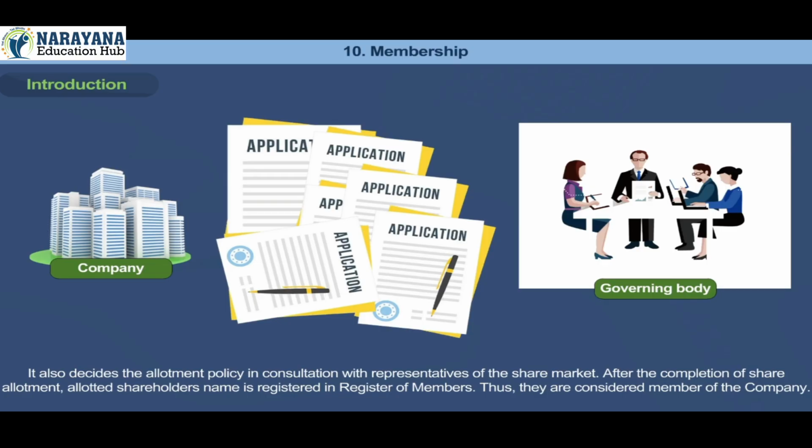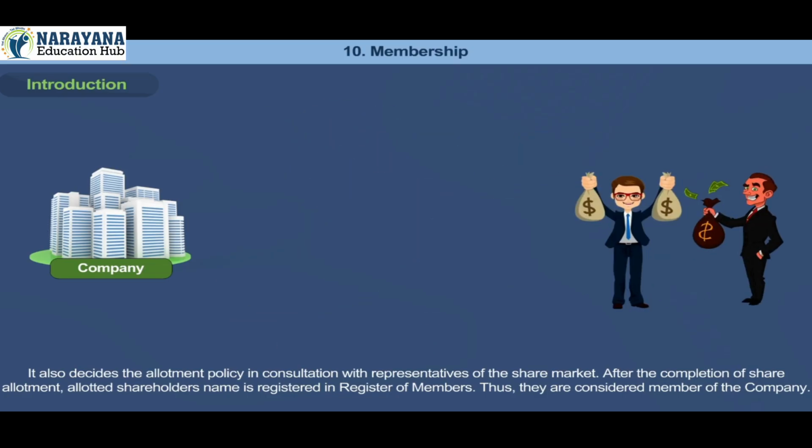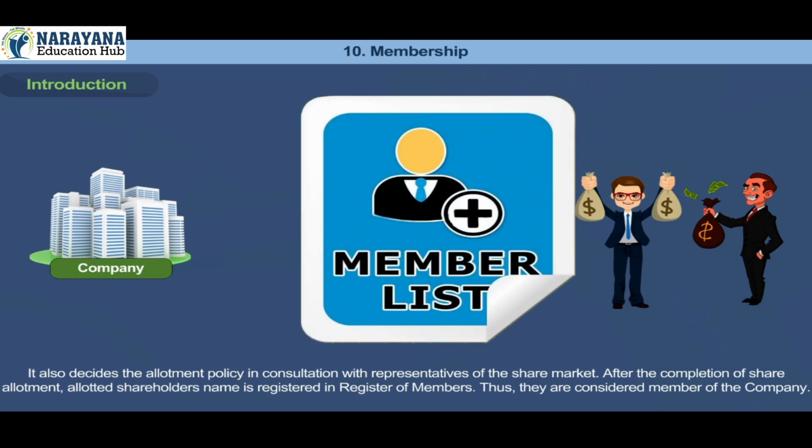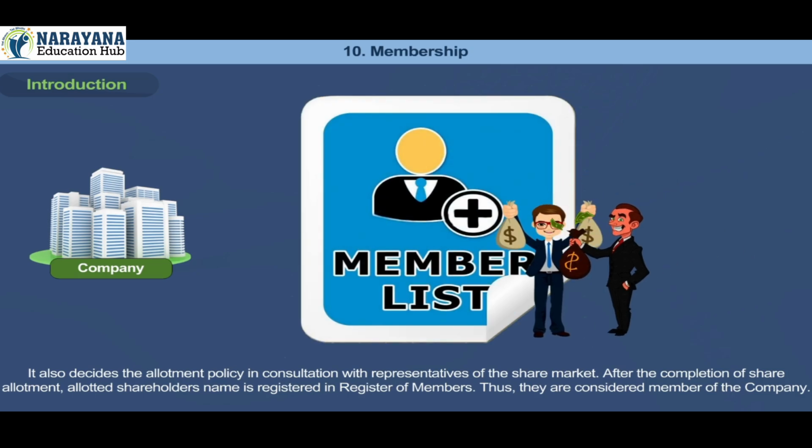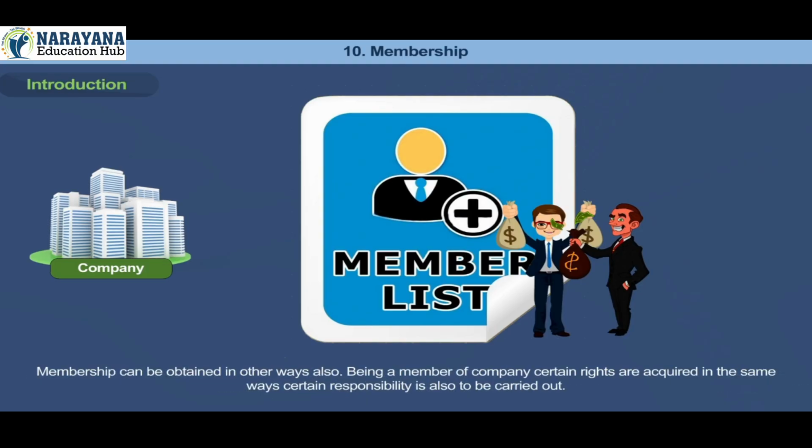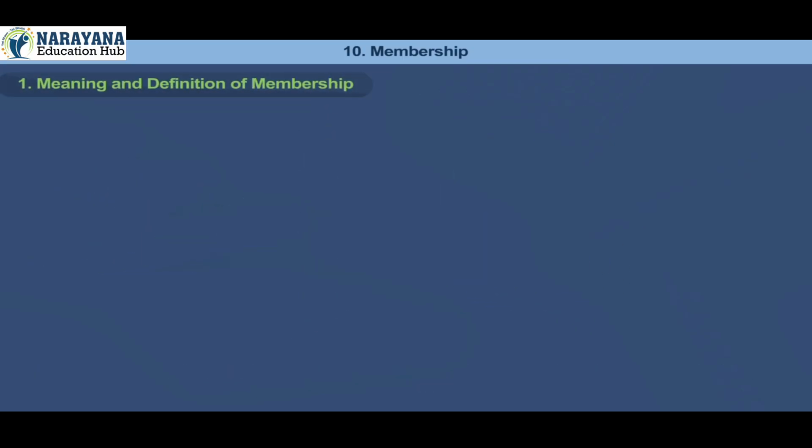After the completion of share allotment, the allotted shareholders' names are registered in the Register of Members. Thus, they are considered members of the company. Membership can be obtained in other ways also. Being a member of a company, certain rights are acquired; in the same way, certain responsibilities are also to be carried out. 1. Meaning and definition of membership.